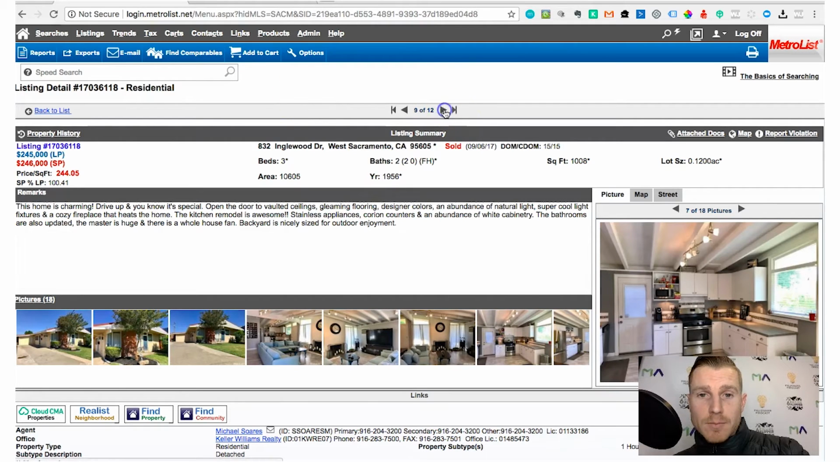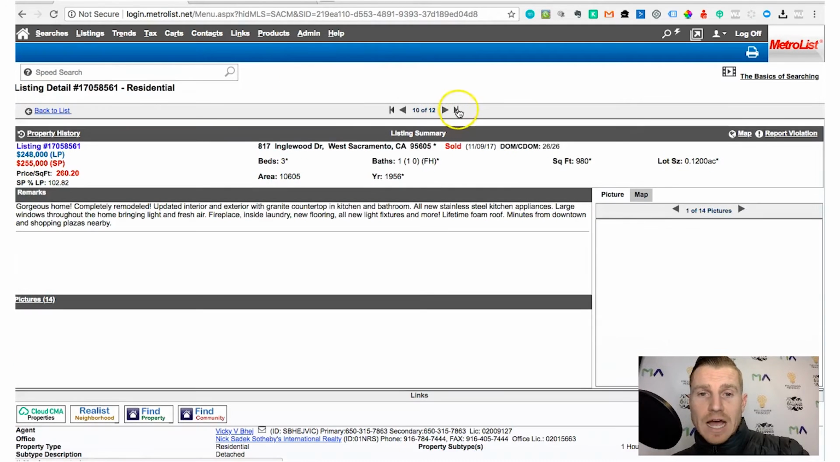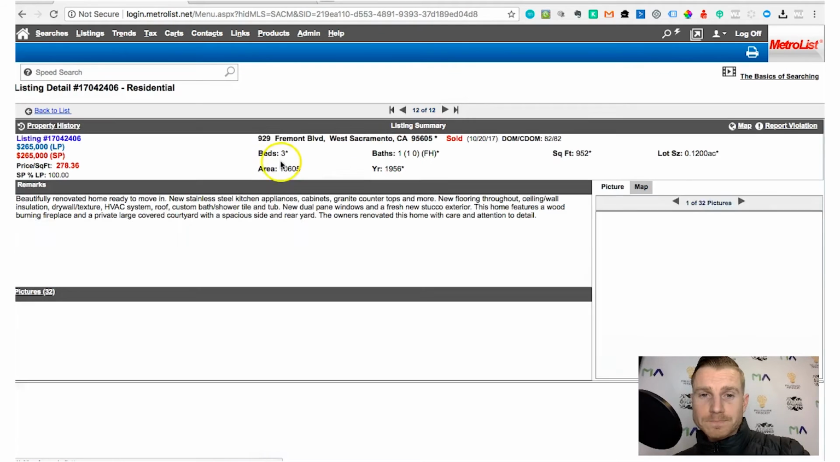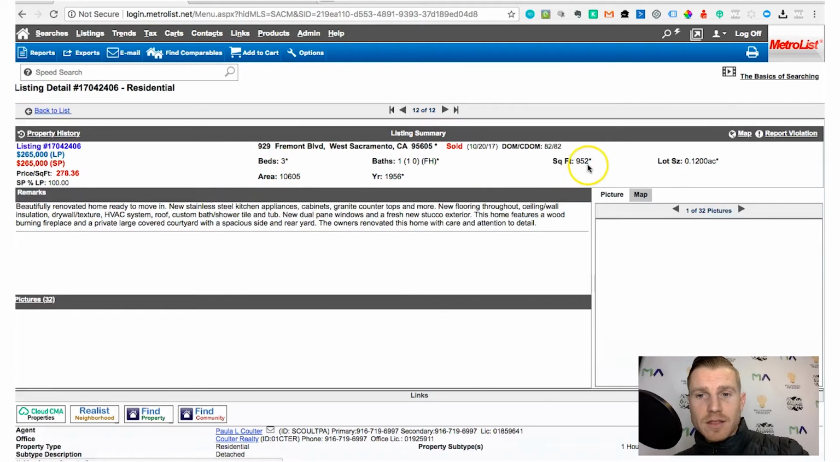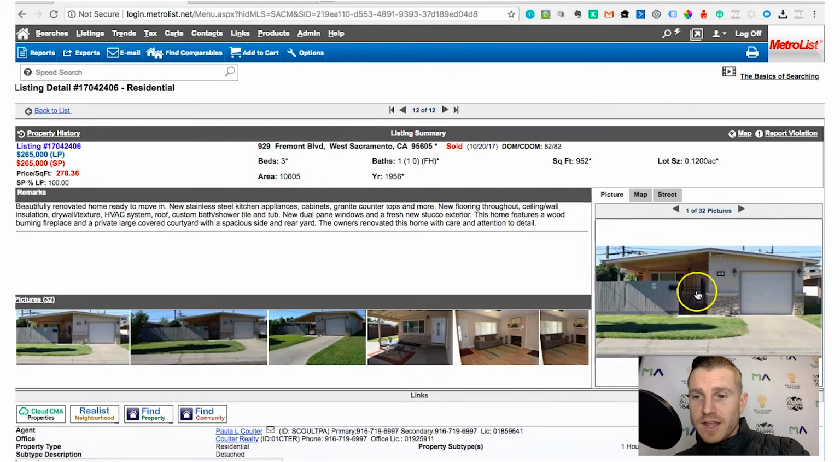So then if I were to come back to the highest sold comp, the 3-bedroom, 1-bath at 952 square feet, this is a lot more comparable to my house, a 1-car garage. We're missing 1 bedroom, but very similar in square footage, pretty similar lot size. So overall, a good comp, renovated house, new appliances, flooring throughout, HVAC system, roof, all that, right? So this is a pretty accurate comp.